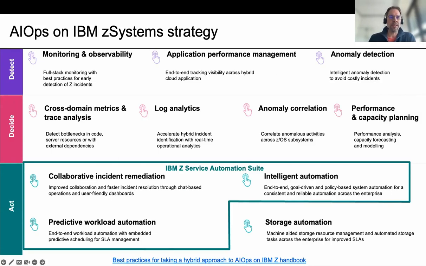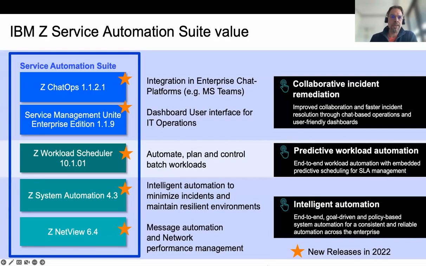You see this little frame around these three best practices. This is basically the functionality that is covered by the IBM Z Service Automation Suite. If we look at this at a more product level of what this package is all about, you see here the different components and products that are bundled in the Z Service Automation Suite, along with what best practice each maps to in our Z AIOps portfolio. Let me quickly summarize at a high level what these products' capabilities are. Starting at the bottom, you see NetView.